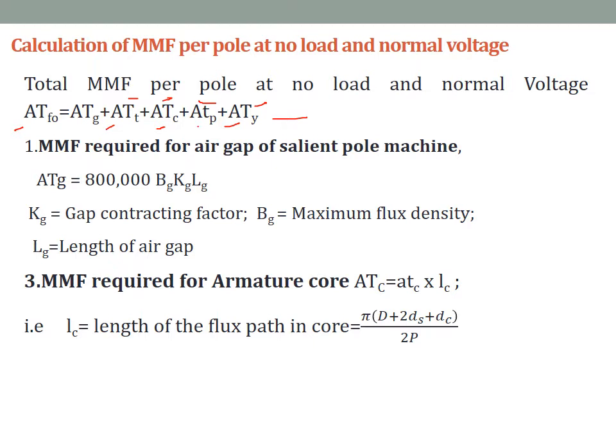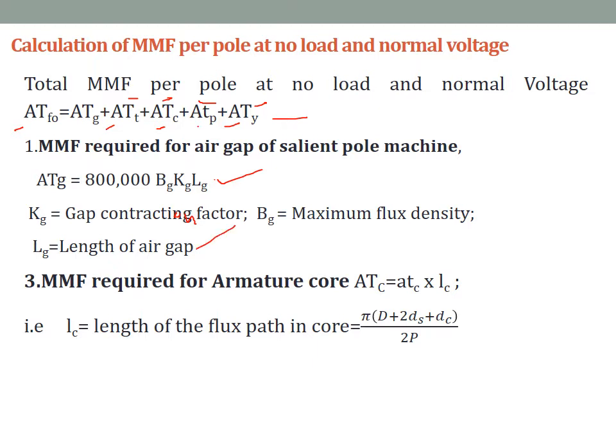This MMF required for the air gap for salient pole machine can be found out using this standard equation. ATg is equal to 800000 Bg Kg Lg. Kg is the gap contraction factor. Bg is the maximum flux density. Lg is the length of air gap.